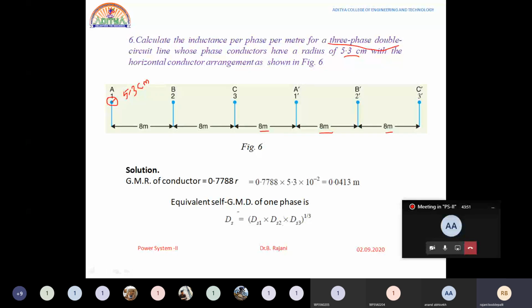So now let us find out the self GMD and mutual GMD for this in order to do the inductance calculations.